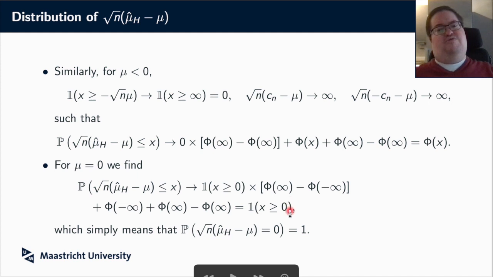So what is the distribution? It jumps up from 0 to 1, which simply means that it's a discrete distribution with only one point, and that point is, of course, where we set our estimator equal to 0.